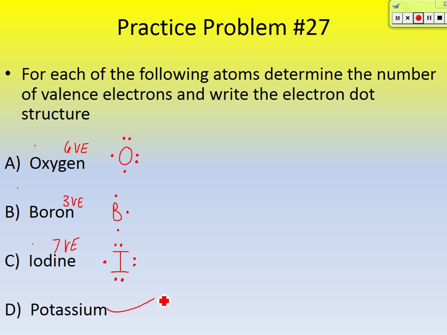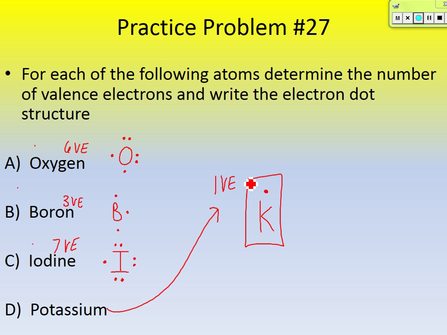For potassium, I'm going to move it up here just for some more space. Okay? Potassium is in group number 1, and it has 1 valence electron. Its symbol is K. And so we just put 1 dot, starting right there. And so that would be potassium's electron dot structure. All right, very simple. I mean, that's it. Just look up the number of valence electrons it has. The dots represent the valence electrons.